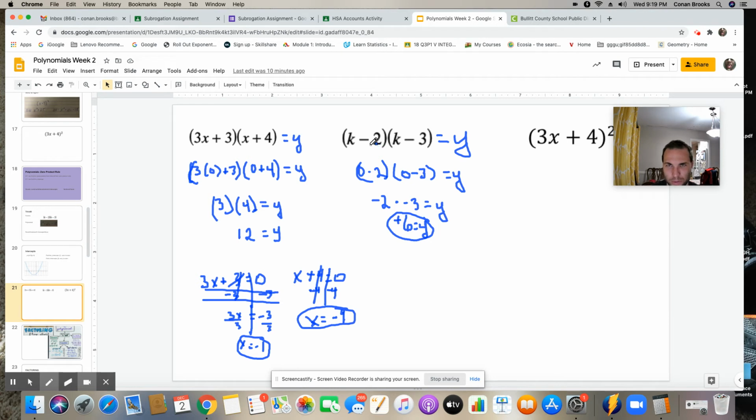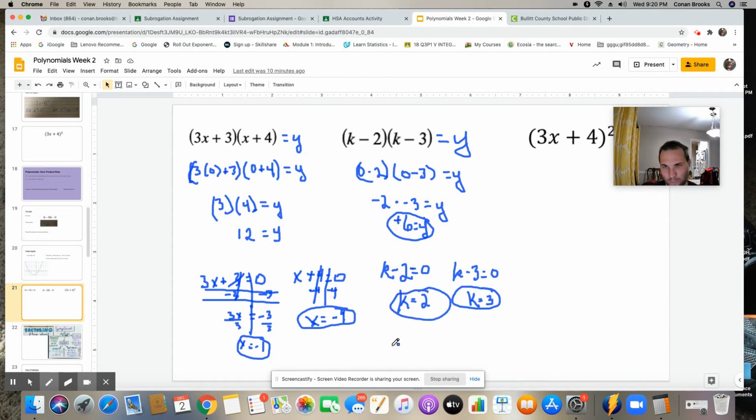Okay. And then for the x-intercepts, we're going to set each of the factors to 0, which is the same thing as setting y to 0. So it's going to be k minus 2 equals 0. And k minus 3 equals 0. So k is equal to positive 2, and k is equal to positive 3.